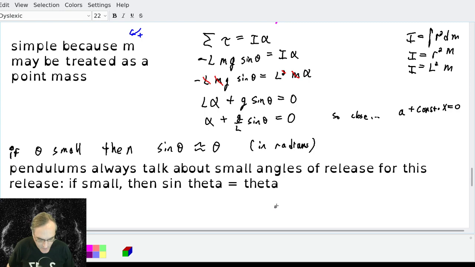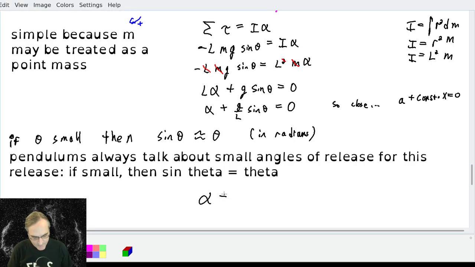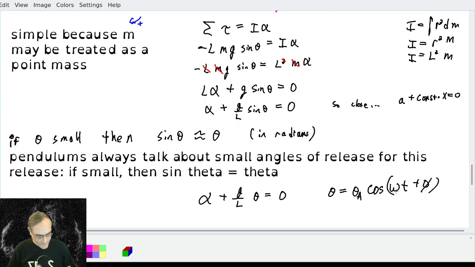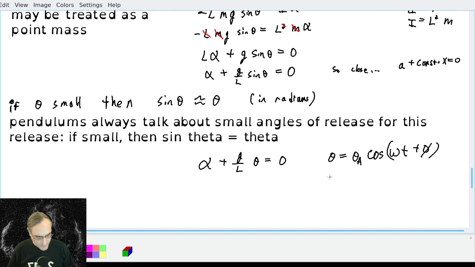So only if the angle is small will sine theta be approximately the same thing as theta, which lets us write alpha plus g over L theta is equal to 0. This now looks basically the same as our previous differential equation and means that theta is going to go as some kind of amplitude, cosine of omega t plus a phase. And by analogy with what we've done before, we can actually already see that omega should look like the square root of g over L.